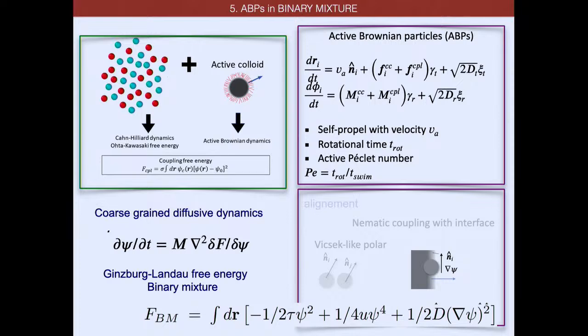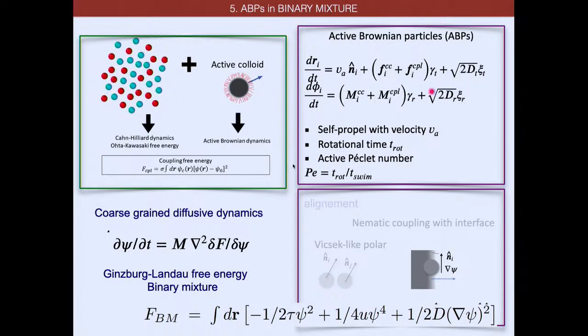So what we looked at, in principle, is something that is relatively straightforward. We consider a binary mixture, a fluid binary mixture that can phase separate, in which we have active colloids. And we did that by considering that the colloids behave as active Brownian particles. So they will move with a characteristic velocity that will depend on their orientation, and then there is a colloid-colloid or particle-particle interaction. They cannot overlap. And then they will also interact with the binary fluid.